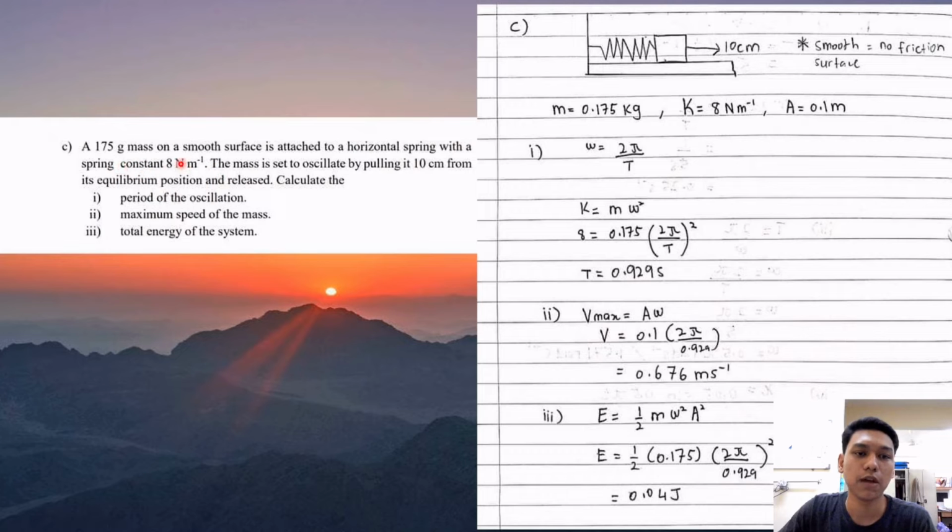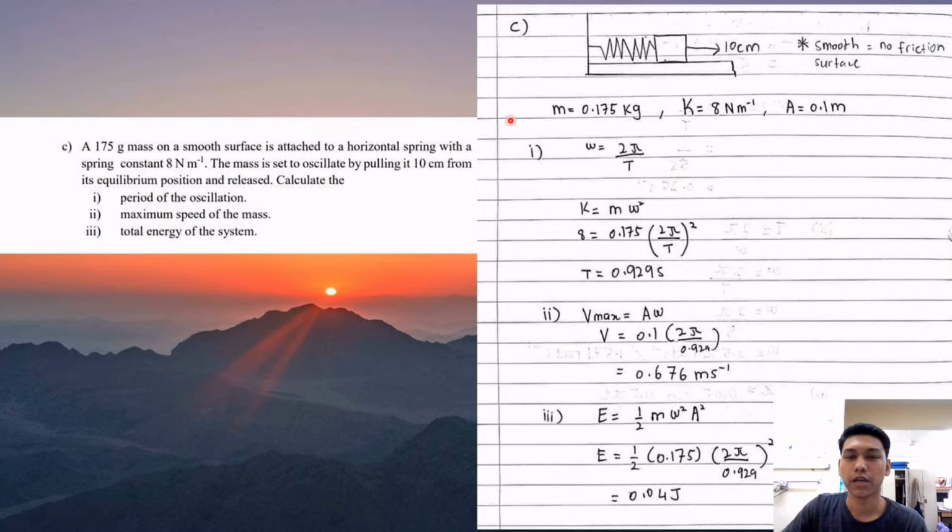The question is a 175 gram mass on a smooth surface is attached to a horizontal spring with a spring constant 8 Newton per meter. The mass is set to oscillate by pulling it 10 cm from its equilibrium position and releasing it. Calculate the period of the oscillation.